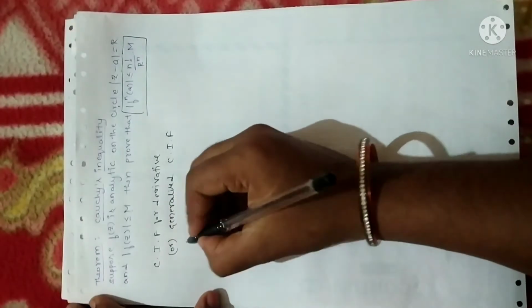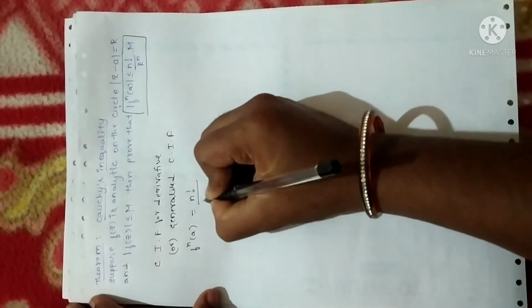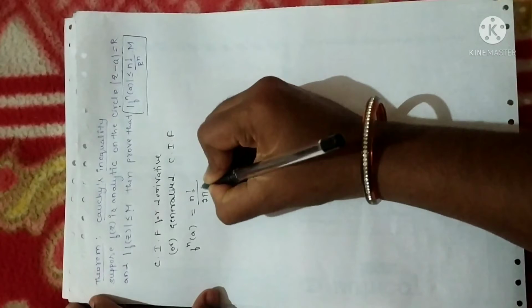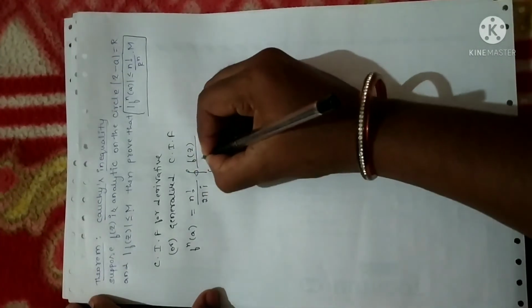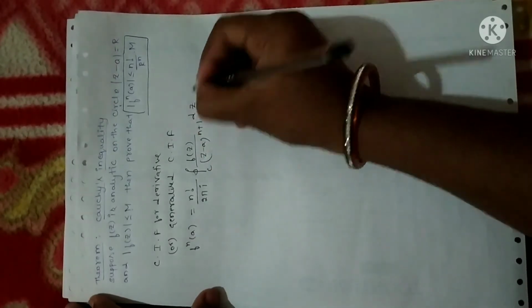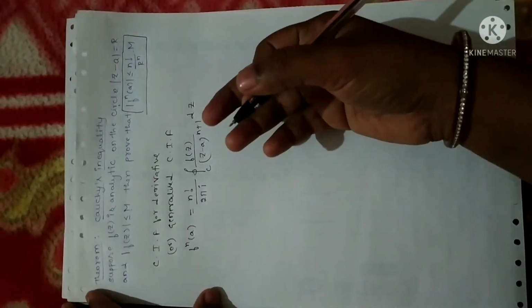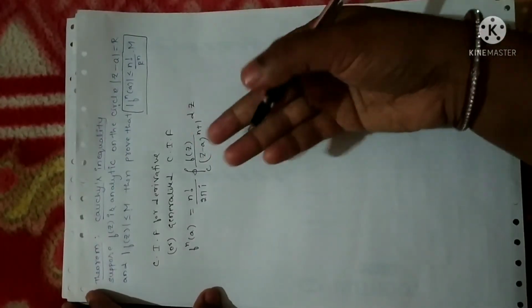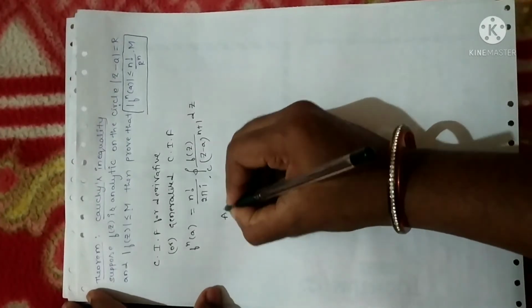So what it says, as per the theorem, f n of a will be equal to n factorial by 2 pi i times the integral of f of z divided by z minus a power of n plus 1 into dz. I have already used this formula while solving the problems, so I have told you n number of times. This is the Cauchy's integral formula for derivative, or generalized Cauchy's formula. Now what I'm going to do is apply modulus on both sides.